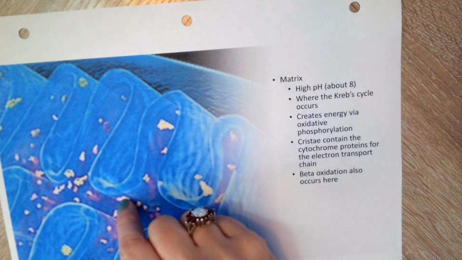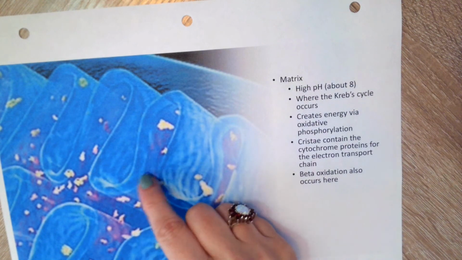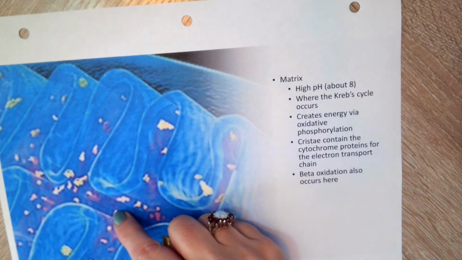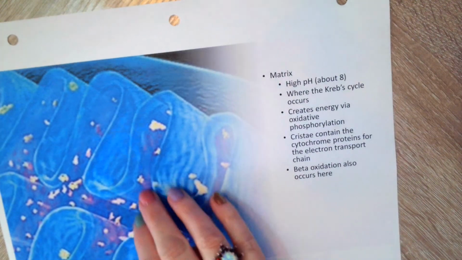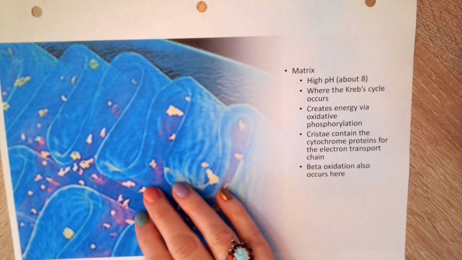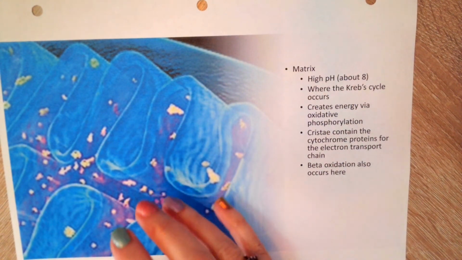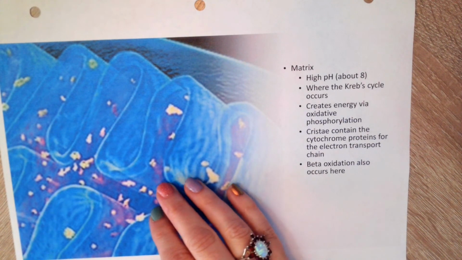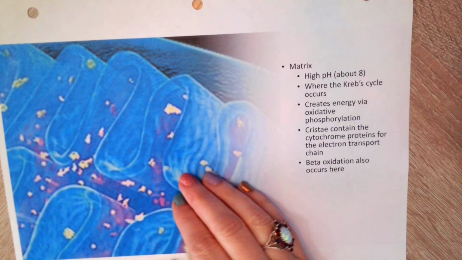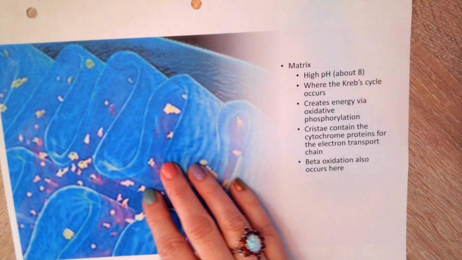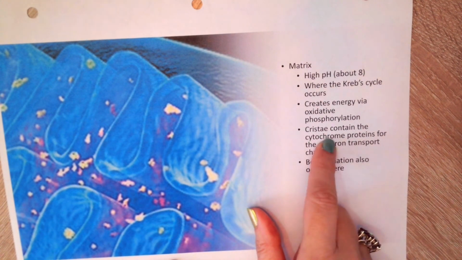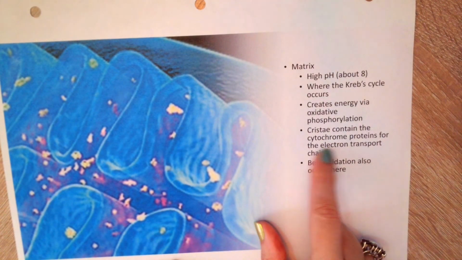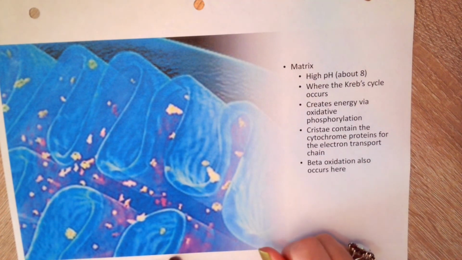And then inside we have the matrix, and those white and purple spots, and greenish over here too, those would be the enzymes or the enzyme complexes for the electron transport chain. So the electron transport chain is obviously happening in here. So we have that over here. Cytochrome proteins are part of those enzyme complexes that are part of the electron transport chain.